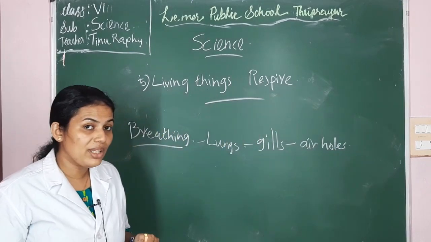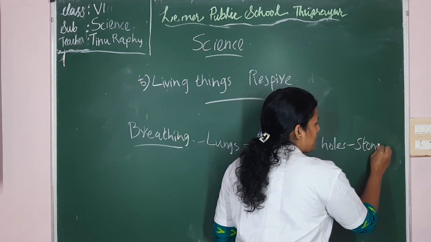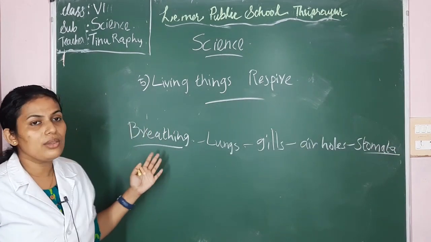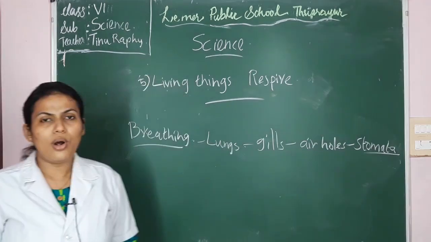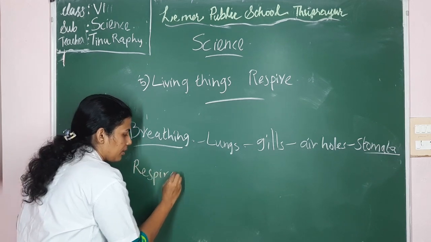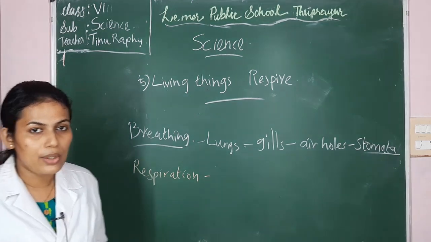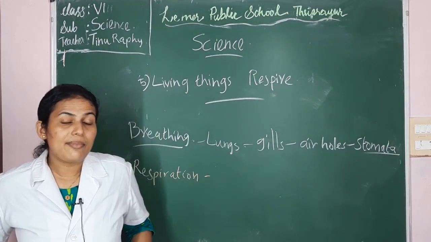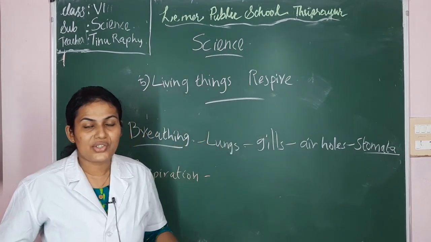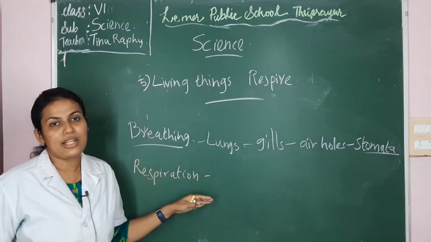How do the plants breathe? Yes, with the help of stomata. So, whichever be the organism, they breathe with the help of these organs. What is respiration? Respiration is the process by which the living organisms take in oxygen and release carbon dioxide by the breakdown of the food in our body. So this process is called respiration.